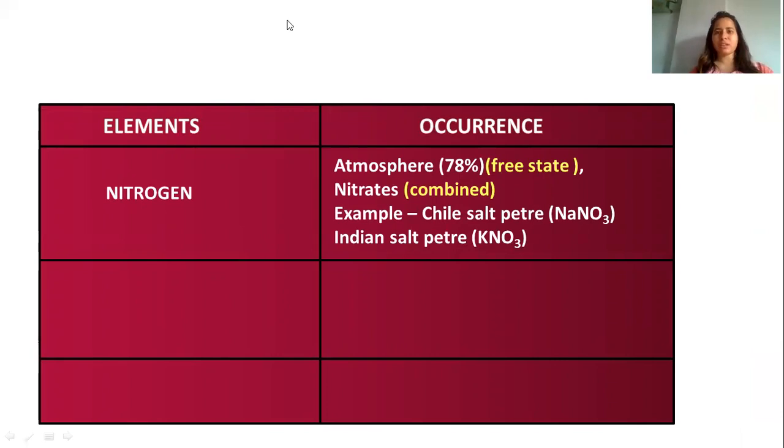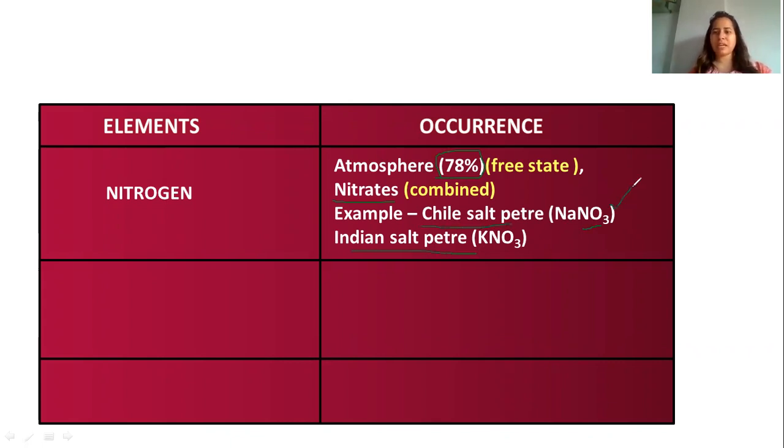When I say free state, you know nitrogen is present in the air. We have air containing 78% nitrogen and 21% oxygen. So in free state, it is present in the atmosphere. When I say combined state, nitrogen can be in the form of nitrates. We have two common nitrate salts. We have sodium nitrate, which is called Chile saltpeter, and Indian saltpeter.